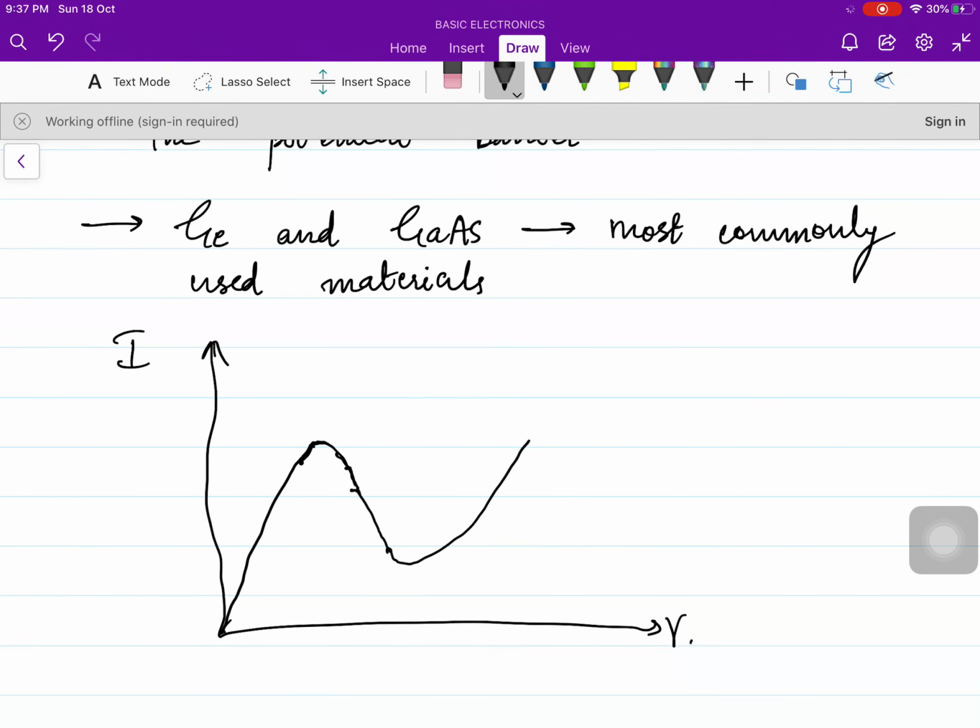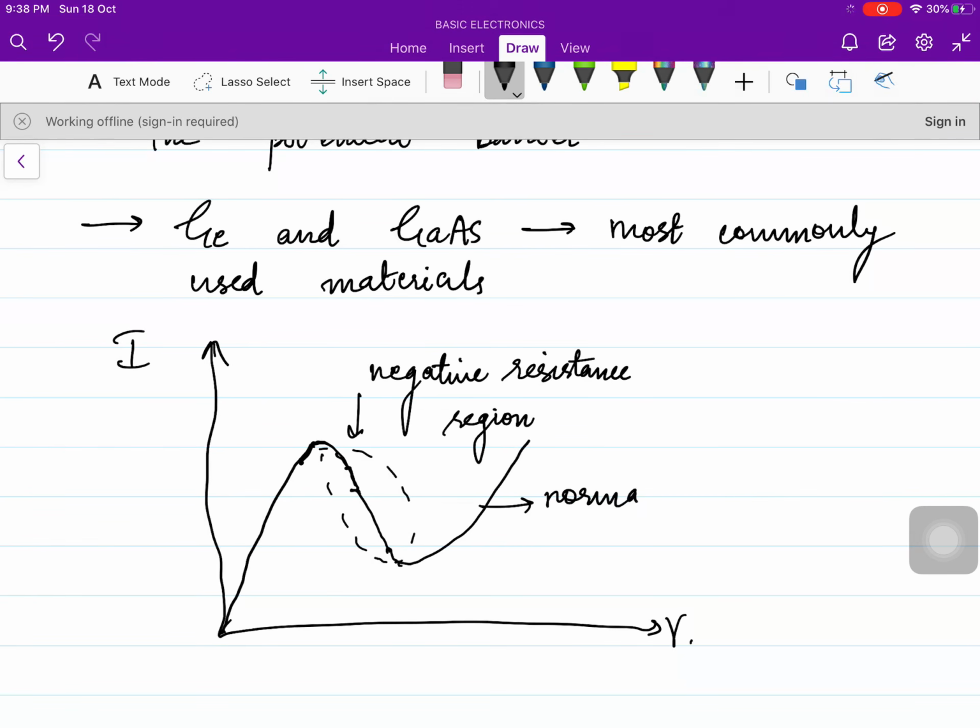So this is the feature of the tunnel diode, that as soon as it is forward biased, the current rises very rapidly, reaches a peak point, then starts decreasing. The area where the current decreases with the voltage is called the negative resistance region, because here as you increase the voltage, the current is decreasing. So these are the features of the tunnel diode, and after the negative resistance region, the diode behaves as a normal diode.